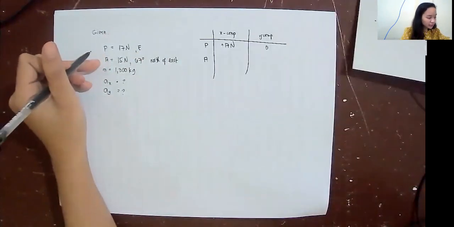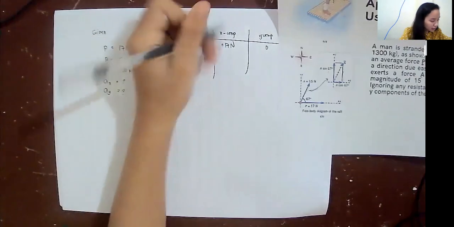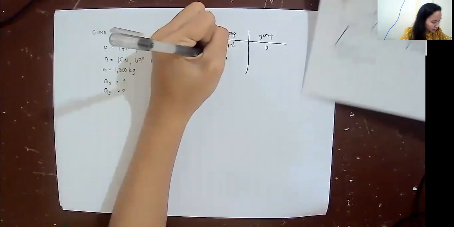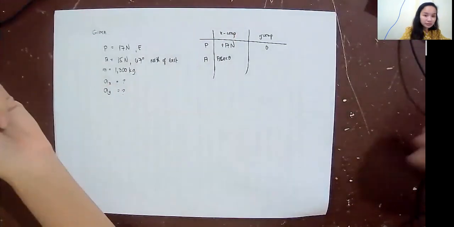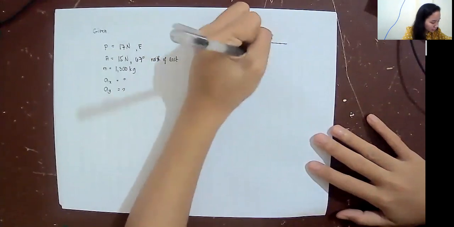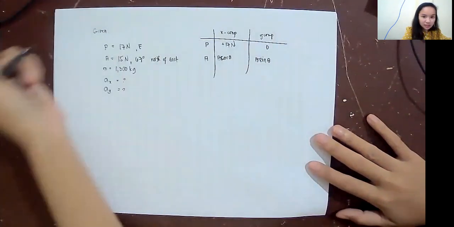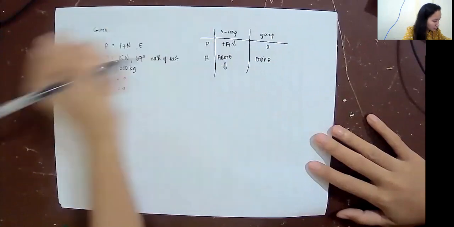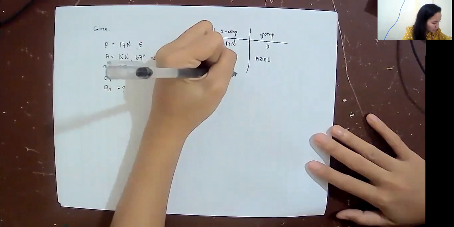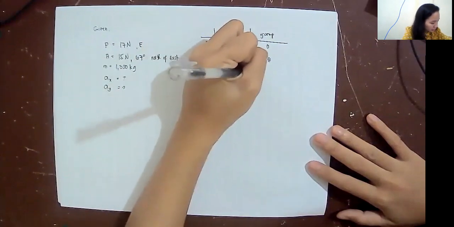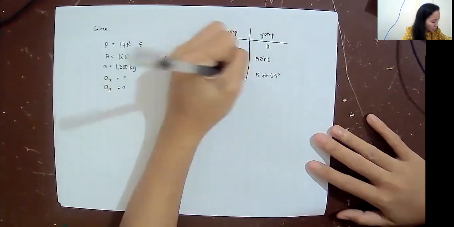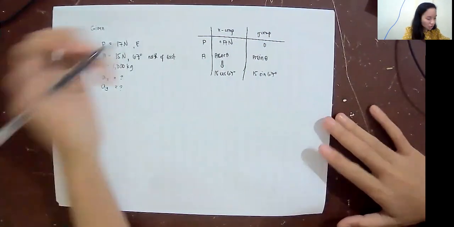So the value for a is 15. Okay, so let me put it in first. This is a cosine theta for the x component, and then for the y component, a sine theta. Okay, and then substitute the values. Our a is 15 cosine 67 degrees, and then we have here 15 sine 67 degrees. So this is for vector A. I'm sorry, for the force A.